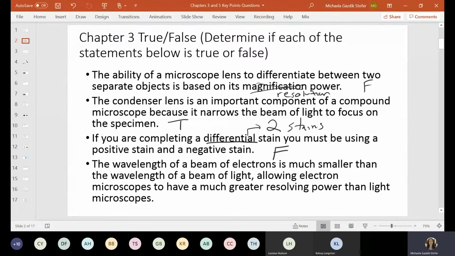And the difference between positive and negative stains, if you remember, is that positive stains have a positive charge, so they're going to stain the cell itself. Negative stains have a negative charge. Most cell structures are also slightly negative, and so the stain is repelled by the cell and stains the background.